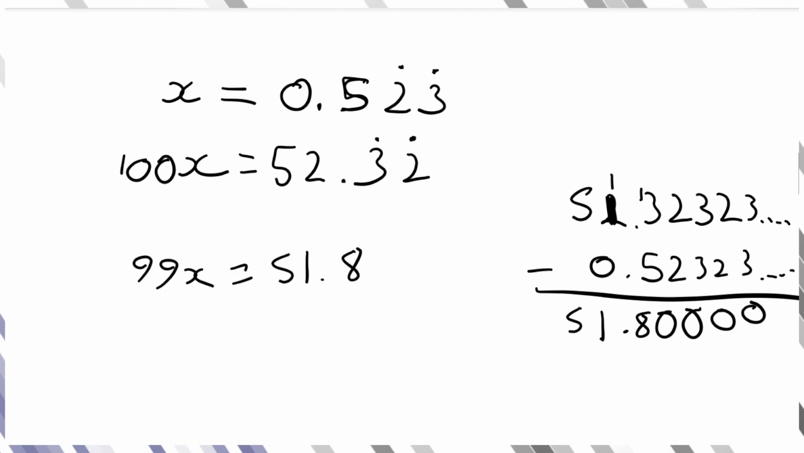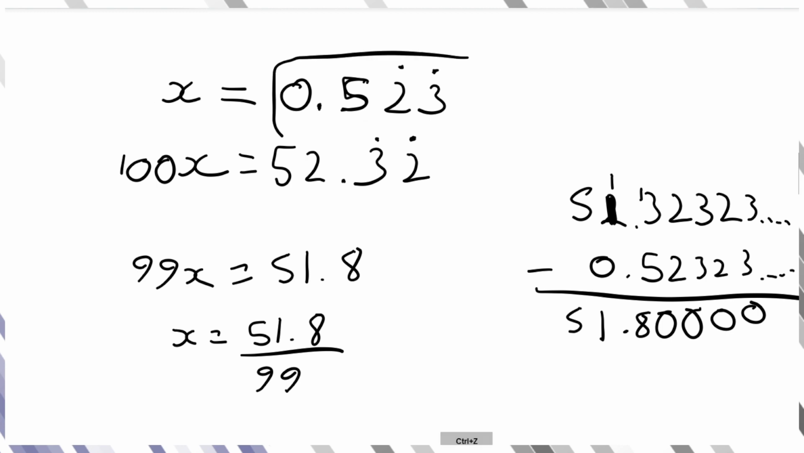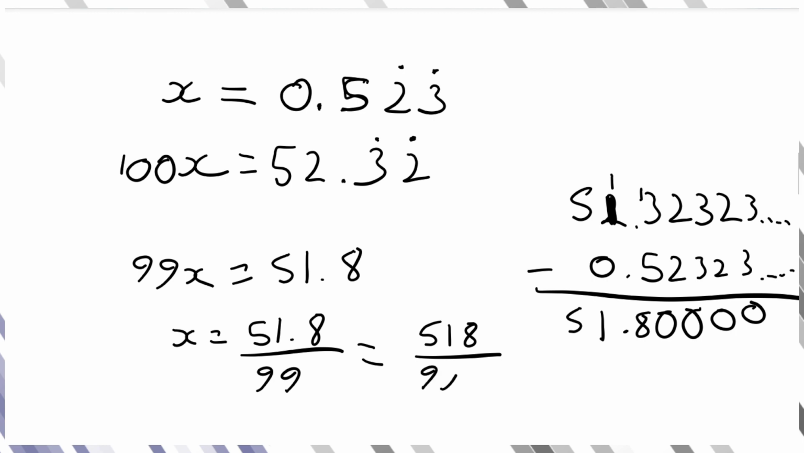51.8. Then we can divide both sides by 99, so x is equal to 51.8 over 99. And then that's x, the original value, as a fraction. It's got a decimal in it, which is a bit awkward. We can sort that out, we can change that. But it is now as a fraction. We can multiply the numerator and the denominator by 10. That gets rid of the decimal, so we'll have 518 over 99 times 10, which is 990.